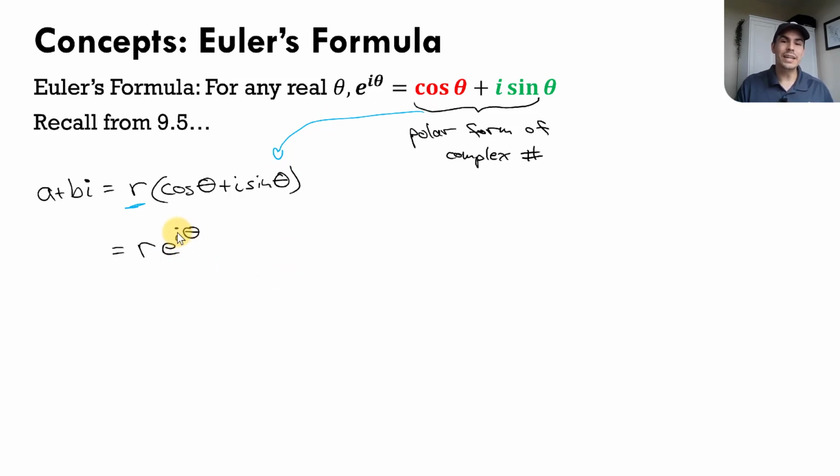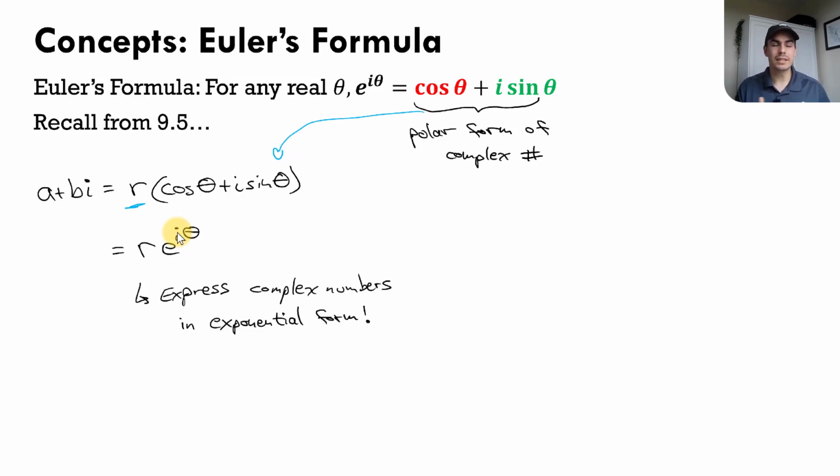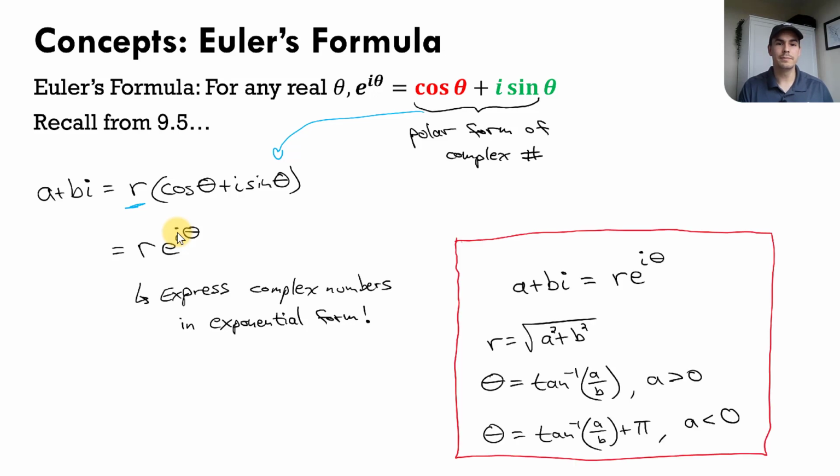So with this, we can now express complex numbers in exponential form, something that we haven't been able to do previously. I can represent a plus bi in exponential form as r e to the i theta, where r is still the square root of a squared plus b squared, and we find theta with our inverse tangent relationships, just like we did in our polar unit.